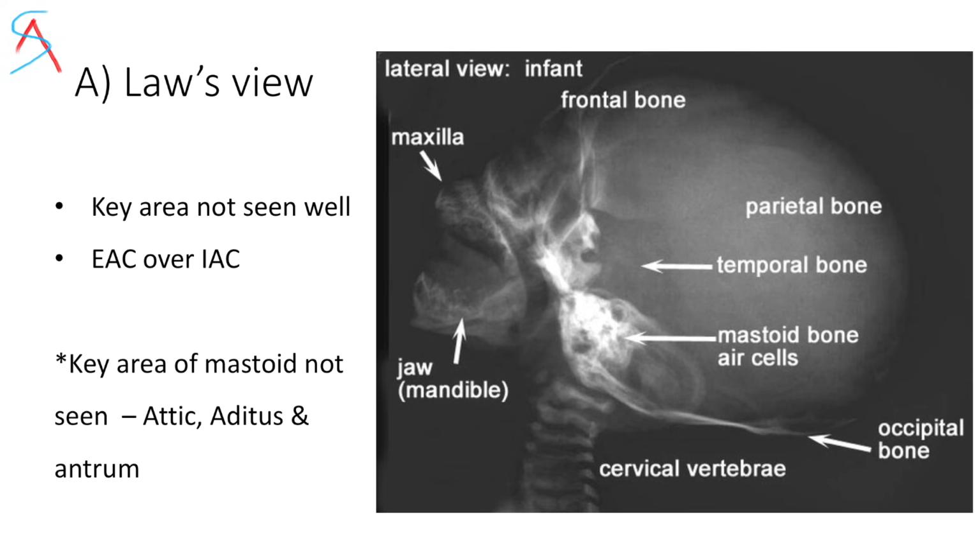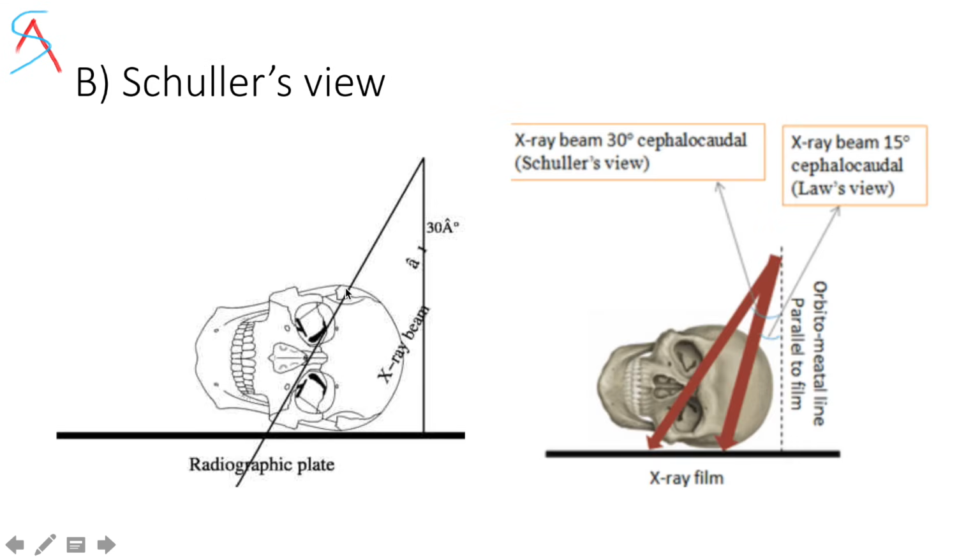The only problem with Law's view is that the key areas of the mastoid are not seen. What are the key areas of the mastoid? Attic, aditus and antrum. These are not properly seen in Law's view. Therefore, we came up with Schuller's view. Schuller's view is very popular and most commonly used.